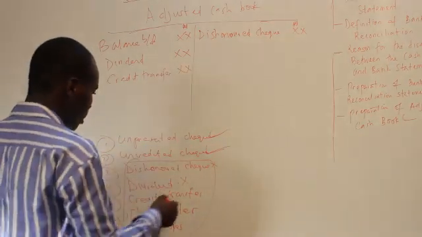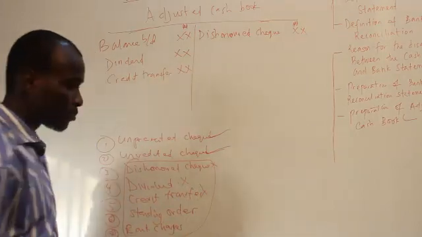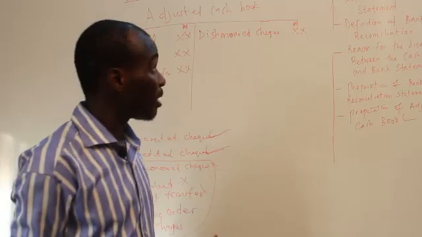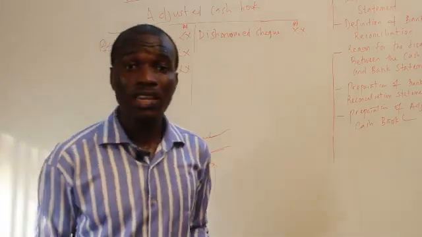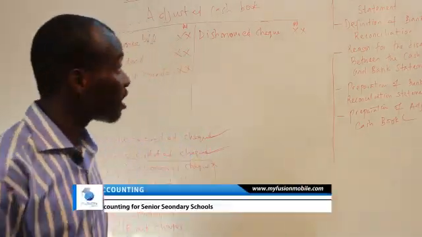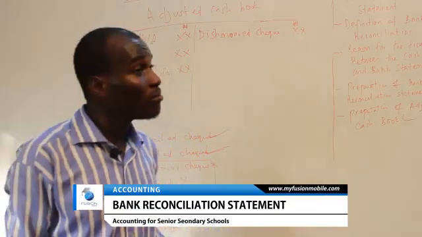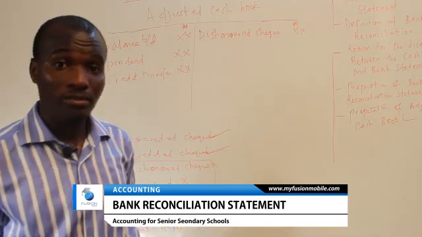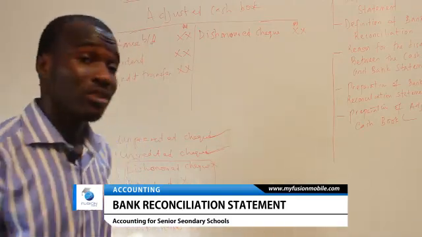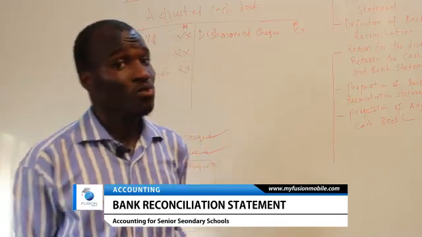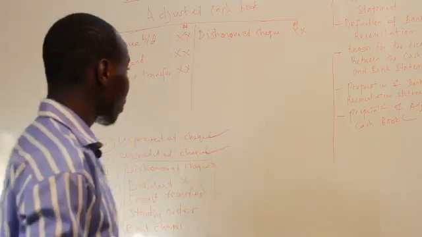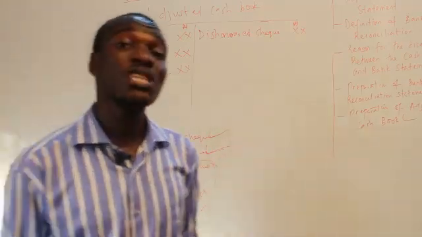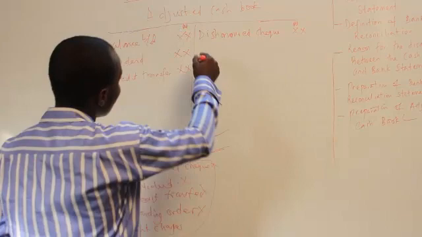So the next thing we are going to have is the standing order. This is the order given by the customer to the bank to make regular payments on his behalf. When the bank carries out such an order by making such payments, the bank must have debited the bank statement without the cash book being credited. So for us, we have to update the cash book by crediting it with the amount of the standing order. So we are going to add the standing order.